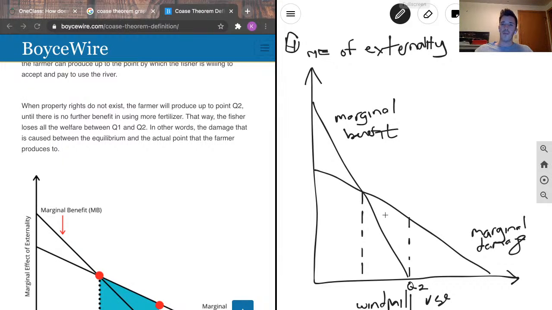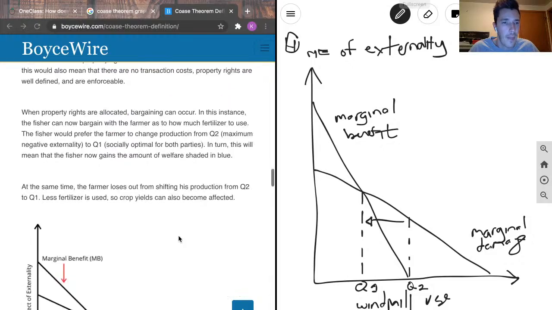So if the property rights were sent to the homeowners living there, then they're going to pay the windmill company to use their windmill less. Or sorry, no, if the property rights were assigned to the windmill company, the homeowners are going to pay the windmill company to run the windmill less. If the property rights were sent to the homeowners, then they would pay to have the windmill use reduced. So when that happens, they're going to move to a point where the marginal benefit equals the marginal damage, Q1.